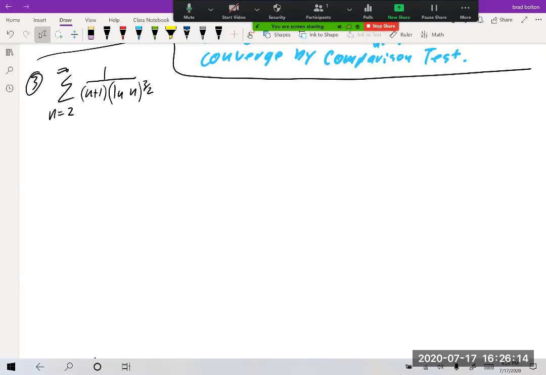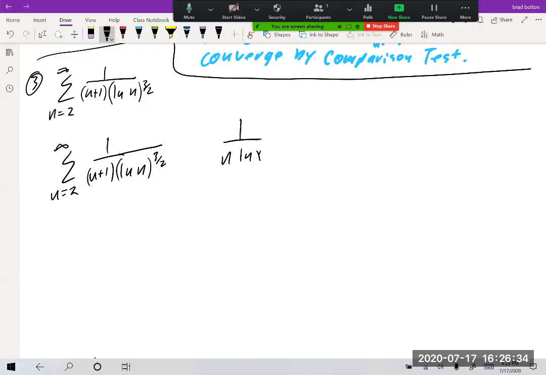This one looks a little bit harder, or maybe it doesn't. I don't know. So what I'm going to first do is write this series down here, and I'm going to try to find a series to compare it to. Okay, well, I know that this is very comparable to just plain old n, ln of n.